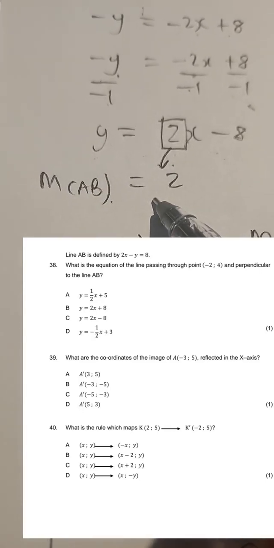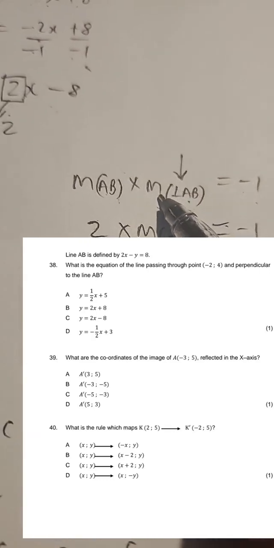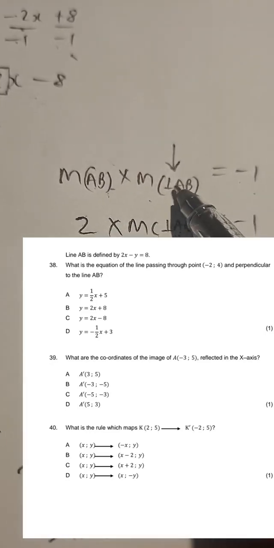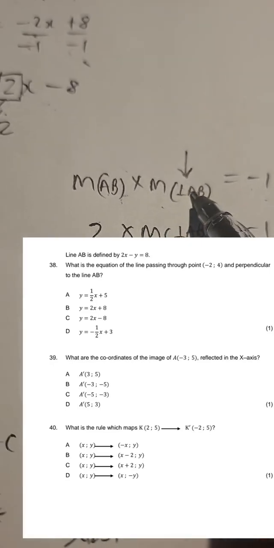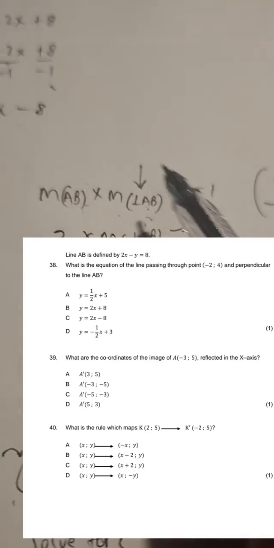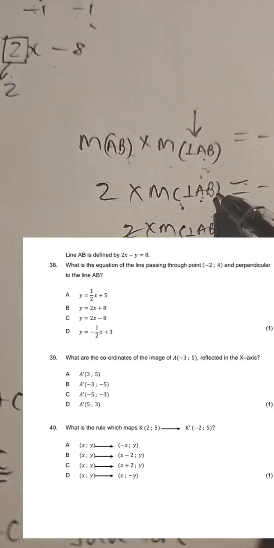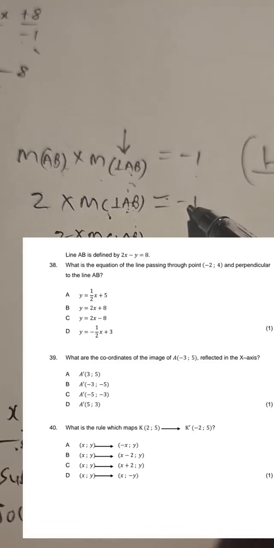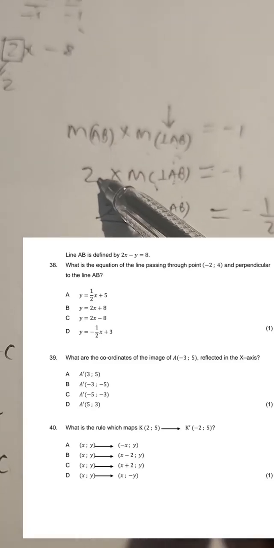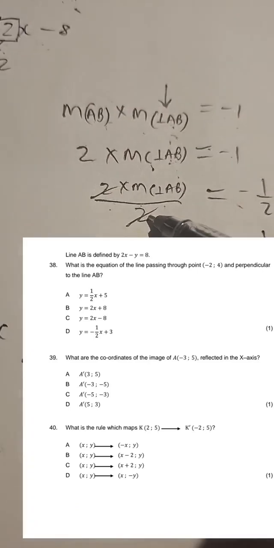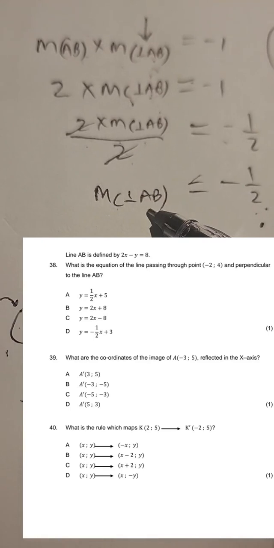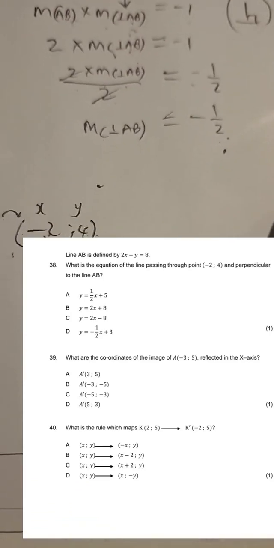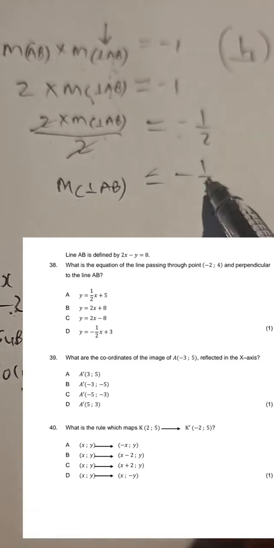So I have the gradient of AB, but I don't want just that. I want the gradient of the line perpendicular to AB. I use my knowledge that the product of the gradients of perpendicular lines should give -1. I multiply the gradient of AB, which is 2, by the gradient I want to find, and set it equal to -1. Dividing both sides by 2 gives the gradient of the perpendicular line as -1/2.